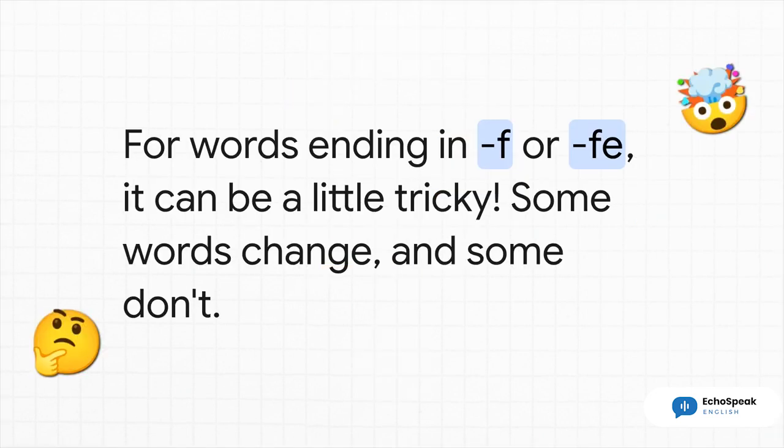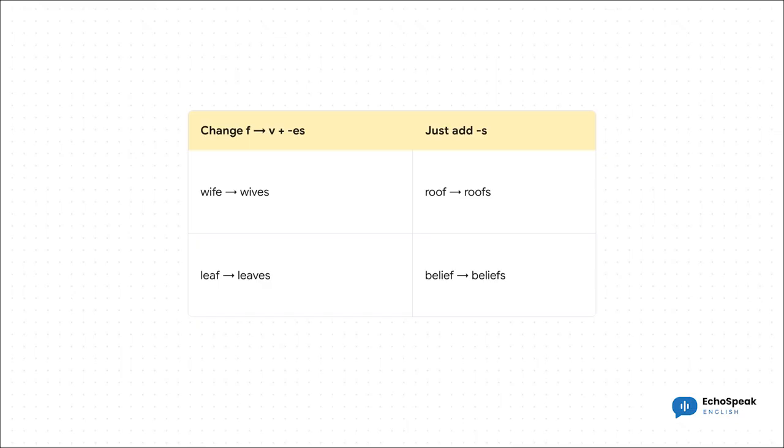Okay, our next special ending is F or FE. Now I'm going to be honest, this one can be a little tricky because there isn't just one rule. Let's look at the options. Yeah, so for a lot of really common words like leaf, that F sound changes to a V sound and we add ES, so it becomes leaves. But then for other words like roof, you just add an S, roofs. The key here is, don't stress about memorizing a giant list right now. You'll pick these up naturally with practice, I promise.